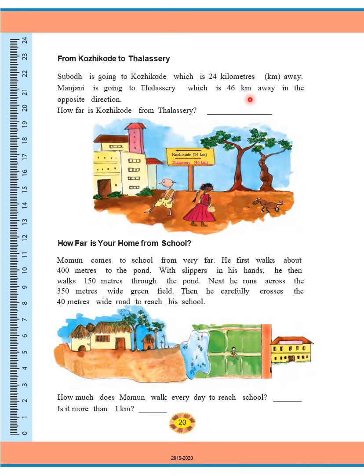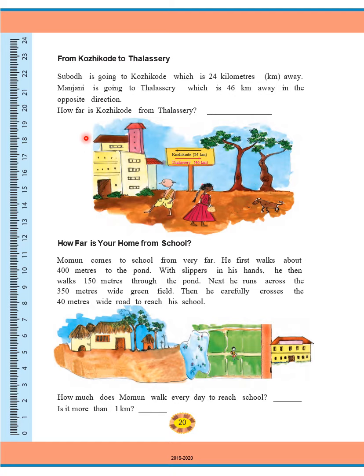The next page, from Kozhikode to Thaleshri. Subodh is going to Kozhikode, which is 24 kilometers away. Manjani is going to Thaleshri, which is 46 kilometers away in the opposite direction. So both are going in the opposite direction. This is towards Kozhikode, and this direction is towards Thaleshri.